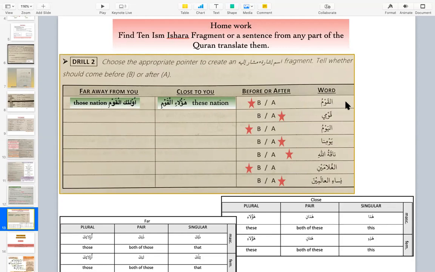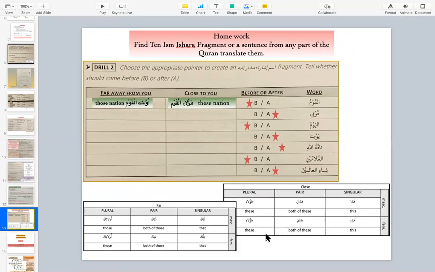Why? To create a fragment. Otherwise, it's going to be a sentence. Then in the second example, you can say qawmi, so this is our idafa fragment. Now you need to think where it should go. I put these kinds of ismul ishara over here, so you can take help and use the appropriate one. Which one is going to go with what?